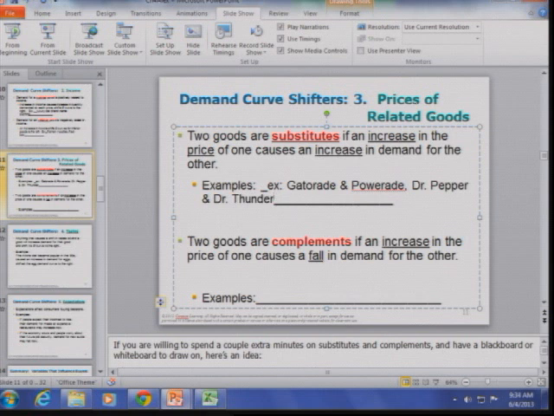Okay, complementary goods. An increase in the price of one leads to a fall in demand for the other one. So these are things that you usually consume together. So when one gets super expensive and you're not willing to buy it, you're not going to be buying as much of the other one as well because you usually consume them together. Does anyone think of an example? I got it. Chips and dip. Okay? Whiskey and Coke. Peanut butter and jelly.